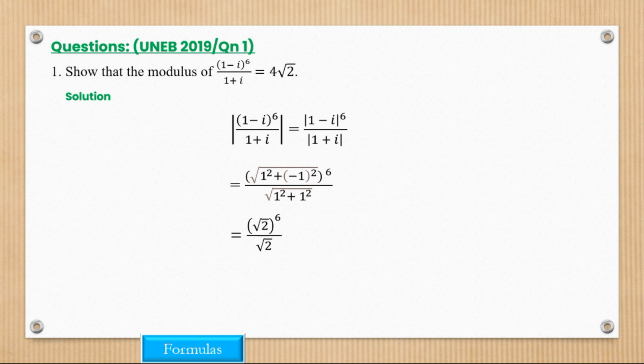Now you can see that we have the same number both at the top and at the bottom. So this can be expressed as root of 2 to the power 6 minus 1. So we end up with root of 2 to the power 5. Now root of 2 to the power 5 is the same as root of 2 times itself 5 times. Root of 2 times root of 2 is 2. So we have that times the next 2, which is going to be 4. And then 4 times root 2 is going to be equal to 4 root 2. So this is going to be our answer.